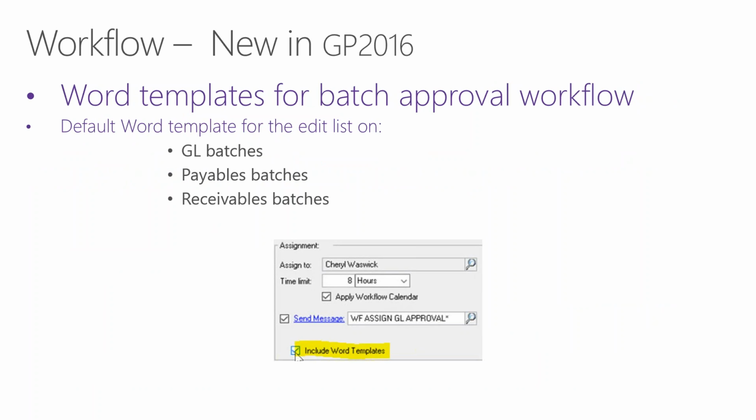Workflow new in GP 2016, so Word templates are now available for those batch approval workflows. So we had a GL batch, a payables batch, and a receivables batch. There's Word templates that you can make a part of that edit list. So you'd be sending that edit list as a Word template to the person who needs to do those approvals.